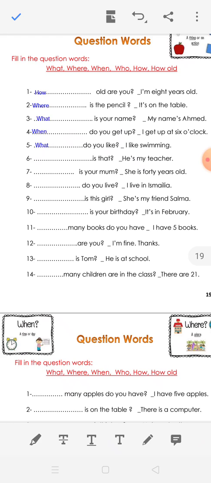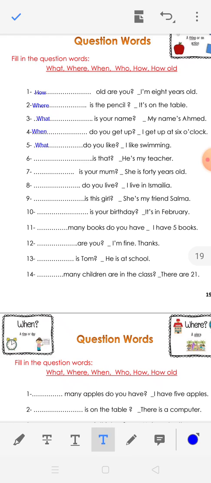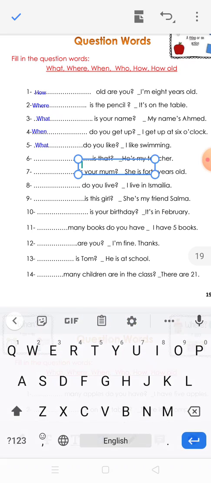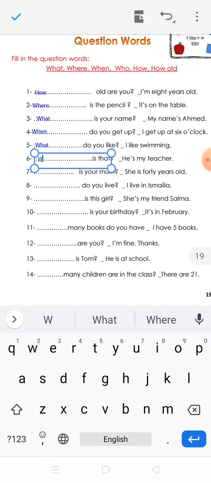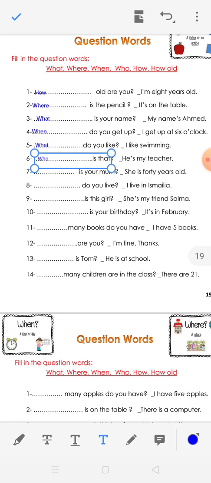Number 6. He's my teacher. To ask about people, we should use who. Who is that? He's my teacher.